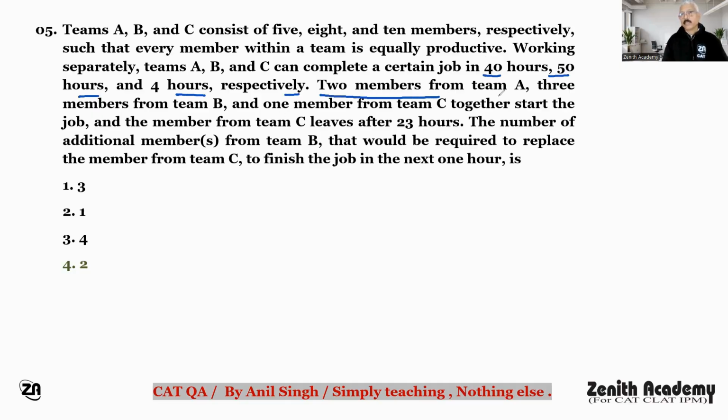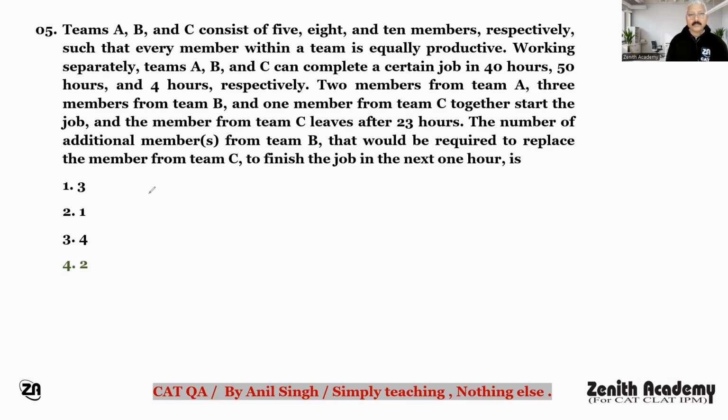Two members from team A, three members from team B, and one member from team C together start the job. And the member from C leaves after 23 hours. The number of additional members from team B that would be required to replace the member from team C to finish the job in the next 1 hour. So let us understand first what this question is.